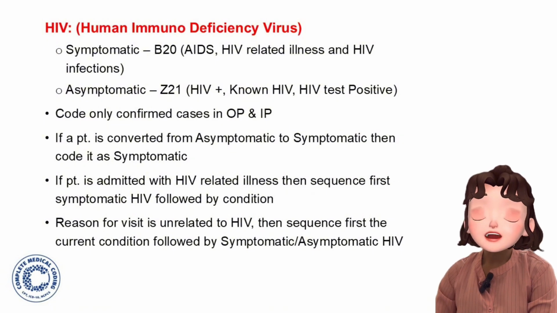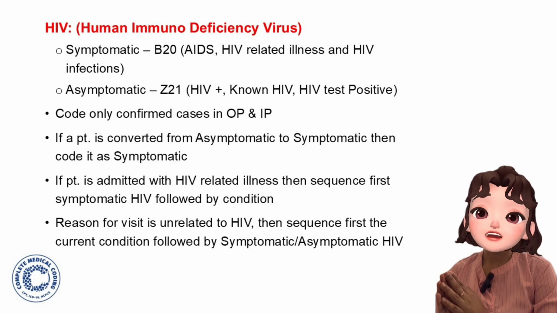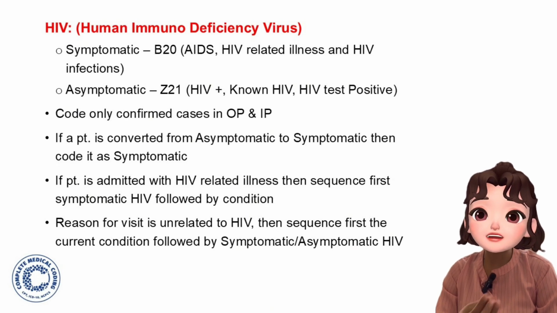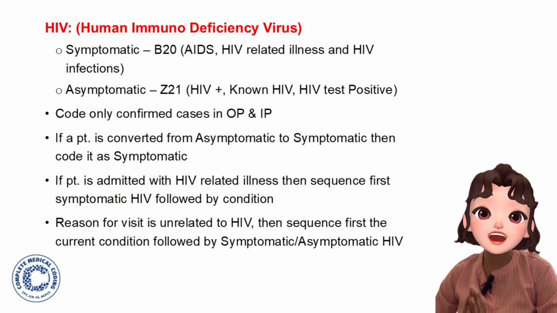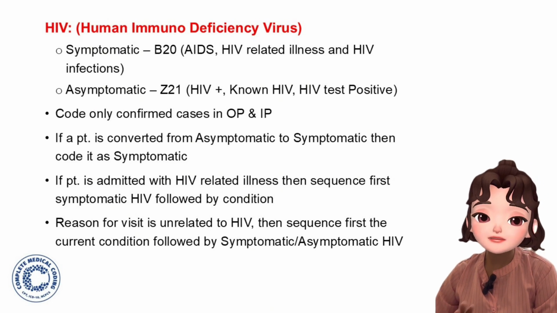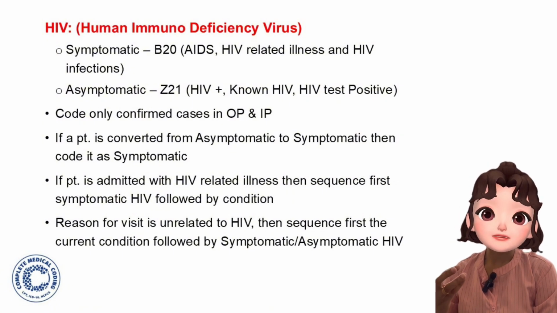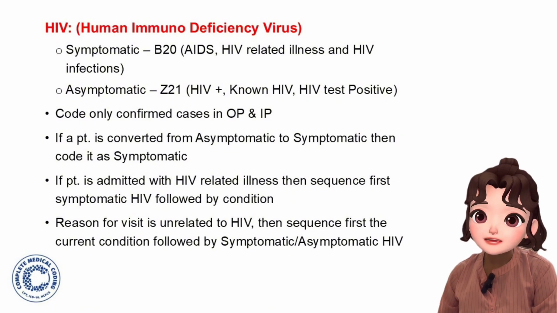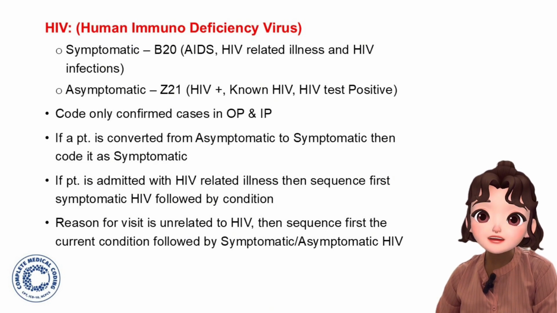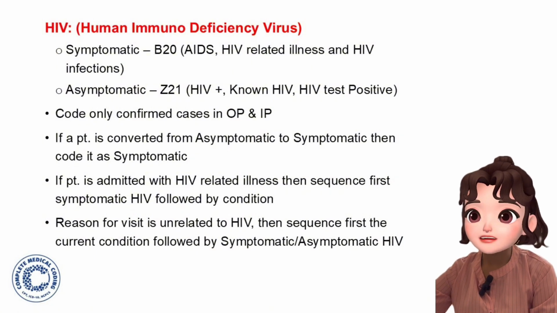Okay. But if the reason for the visit is unrelated to HIV, then you have to sequence first the current condition. Whatever the current condition the patient is having, you code that first, followed by symptomatic or asymptomatic HIV. If it is symptomatic HIV, code HIV, otherwise no. So if the reason for the current visit is something else but the patient has HIV, always sequence the current condition first, followed by the HIV code.